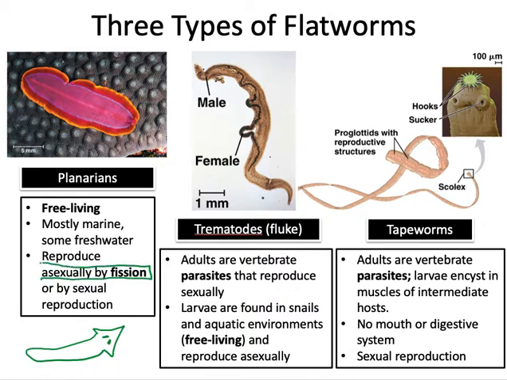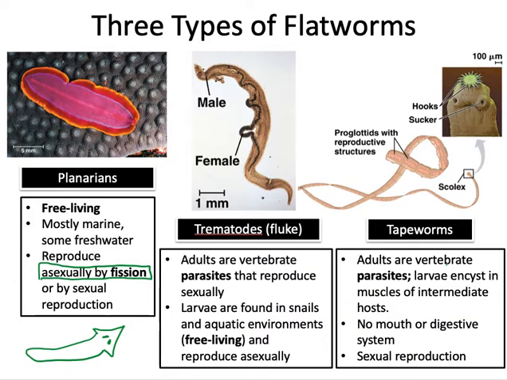So if there is a mode of asexual reproduction for a phylum, you should be able to note that. Our second group, the flukes or the trematodes, are parasitic. And so if they're parasitic, that means they're not going to be marine or freshwater. That means they live inside another animal. In this case, the animals would be vertebrate hosts. And their larval stage can be free-living and be found in aquatic environments.